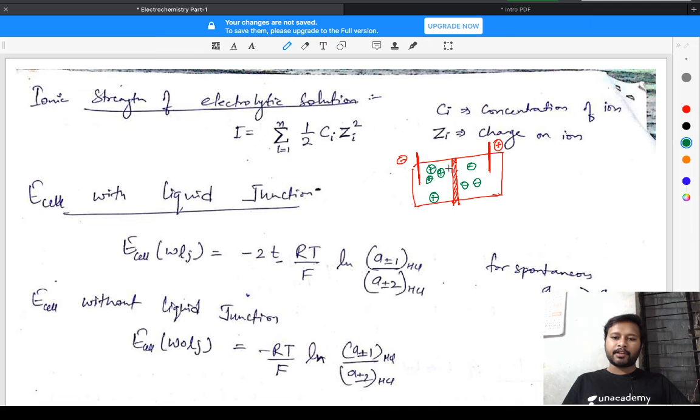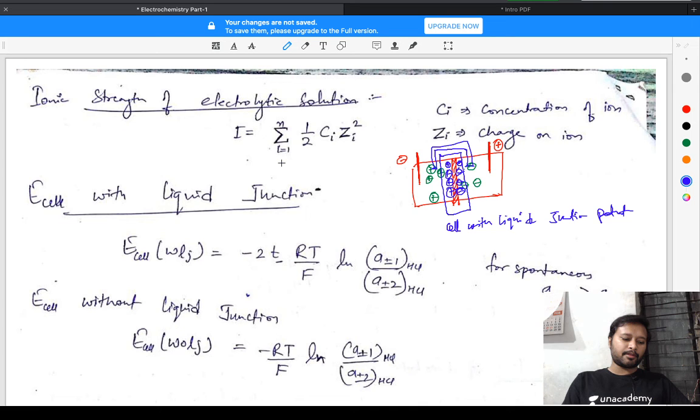So these positive charges will try to go to this side in order to get neutralized with the negative charge. So at this porous membrane there will be a lot of charges which will develop. Those positive charges will develop on this side, negative charges on this side, basically creating a junction kind of thing, a potential junction. So that is called a cell with liquid junction potential. And if you put a salt bridge over here, these charges will get automatically neutralized, and that will be without liquid junction potential. So with liquid junction potential and without liquid junction potential are these two cases.